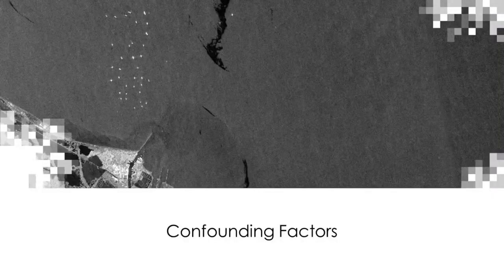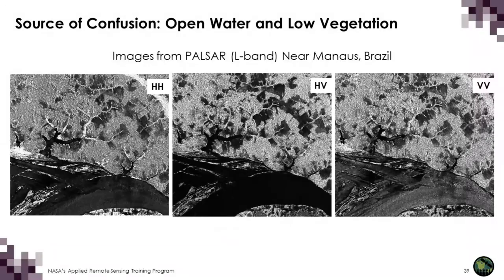And then there are the confounding factors. So what sort of issues cause confusion when you're trying to identify flooded areas? So sources of confusion when identifying open water can be low vegetation. And so open water is a specular reflector, but if you have any sort of roughness on the water because, say, of wind or short vegetation, then that will resemble areas on land that have very low backscatter, such as a tilled field or maybe a bare field.